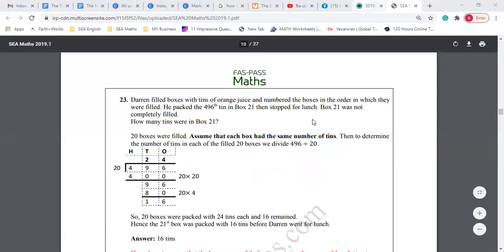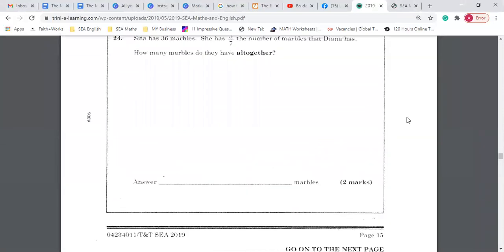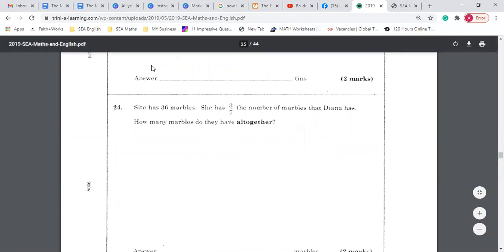All right, let's go back to the questions. So we're on 24. Sita has 36 marbles. She has 3/7 of the marbles that Diana has. How many marbles do they have altogether?